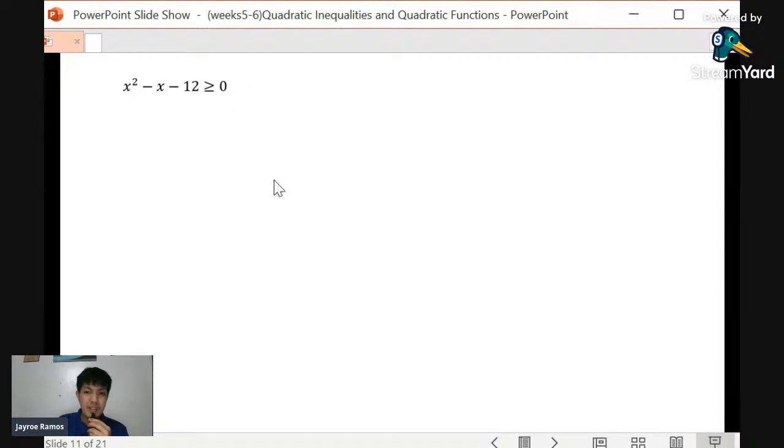Let me see in the comment section. Okay, very good. So this is greater than or equal. Very good. So greater than or equal.